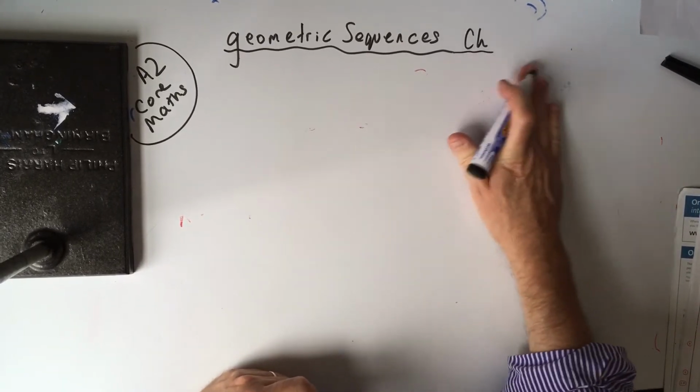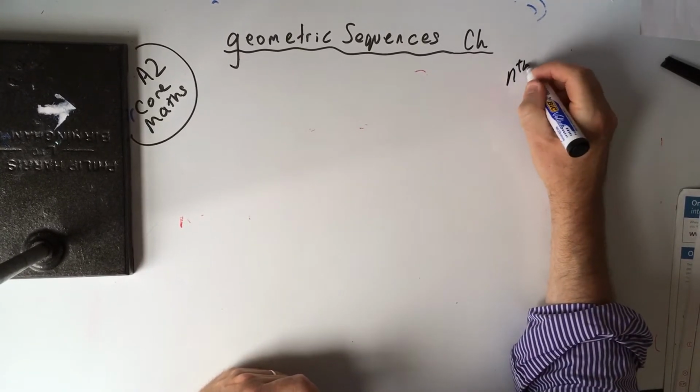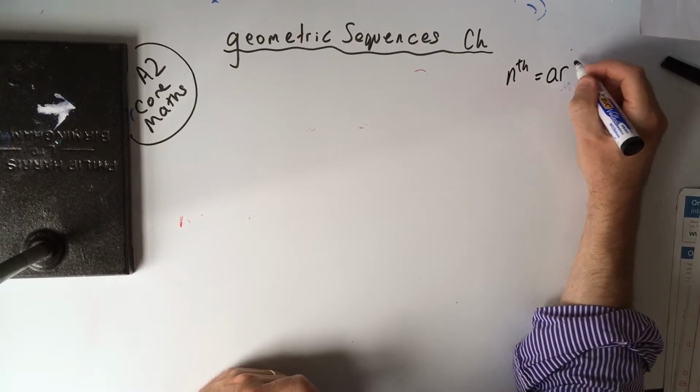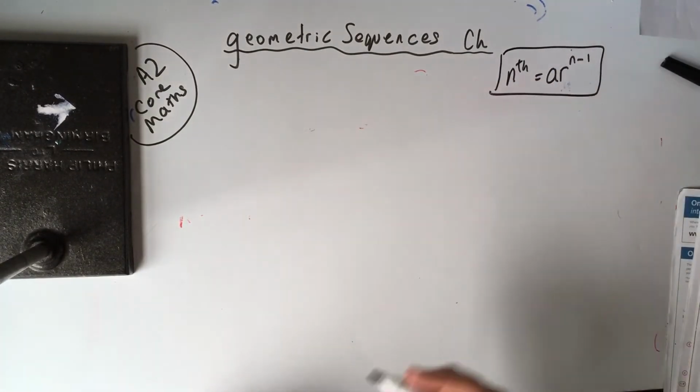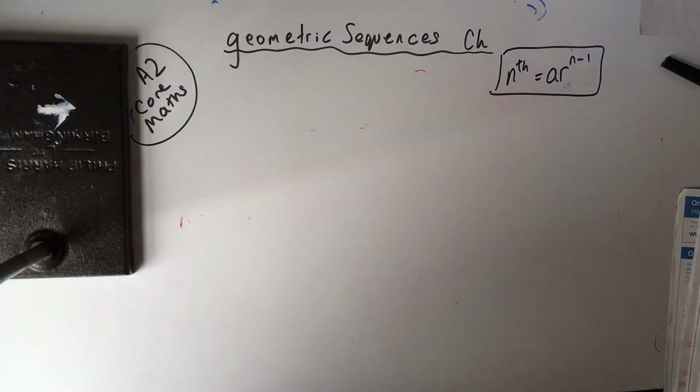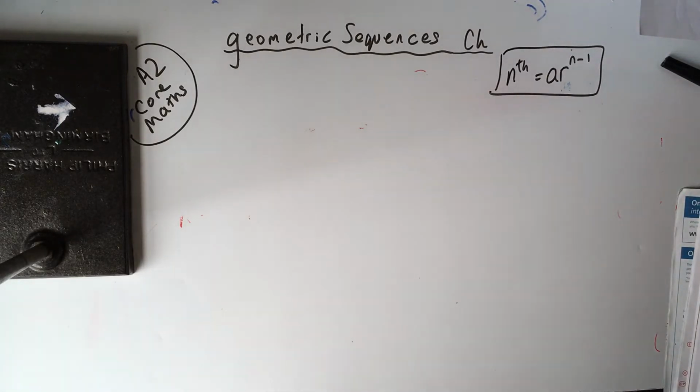So we've got the nth term is equal to a r to the n minus 1. Okay? I'm just checking that's on screen. So that's the first thing that we did, the first formula that you need.